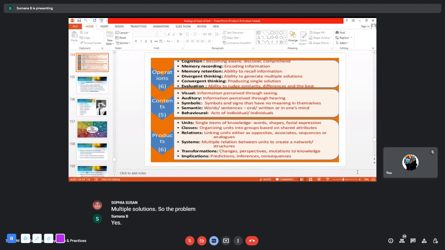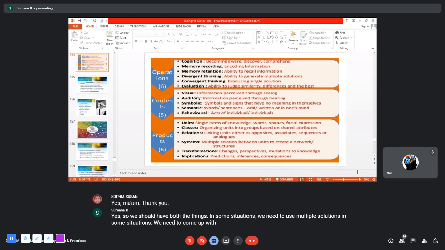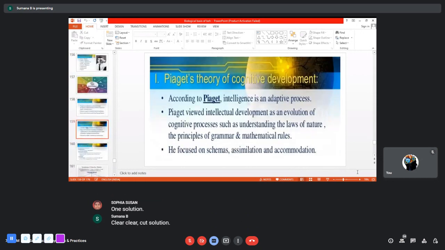No, it's not about the same problem. It can be any problem. How many different solutions you can get to solve one particular problem is one kind of ability. And there are people who will come up with one exact solution. That is convergent. So we should have both. In some situations, we need multiple solutions. In some situations, we need to come up with only one clear-cut solution.